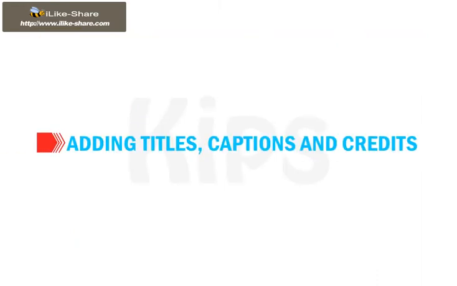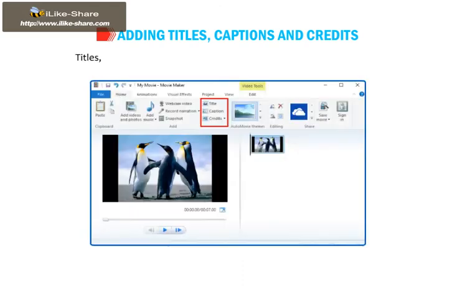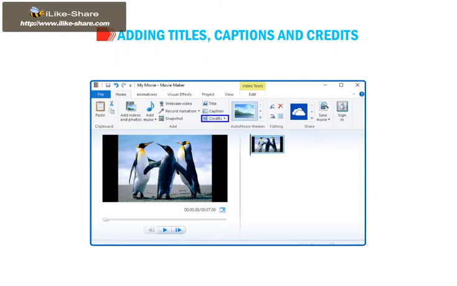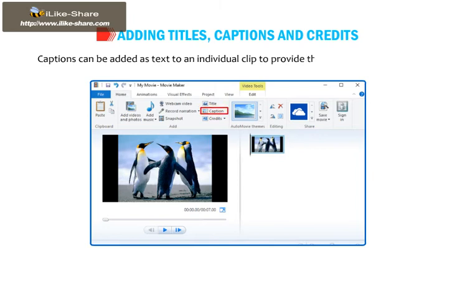Students, now let us learn how to add titles, captions and credits. Titles, captions and credits add text-based information to the movie. Titles are added to the beginning of the selected clip, while credits are added at the end of the entire project. Captions can be added as text to an individual clip to provide the relevant information.